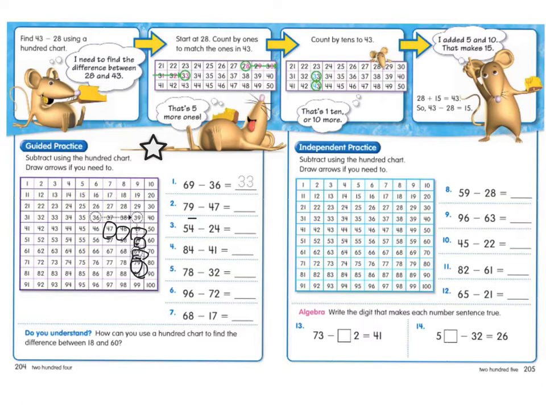So I went 3 hops down and 2 hops to the right. So 3 hops down are my 3 tens, and 2 hops to the right are my 2 ones. You give it a try for the next problems from 3 to 7. When you are ready, you can move on to independent practice.